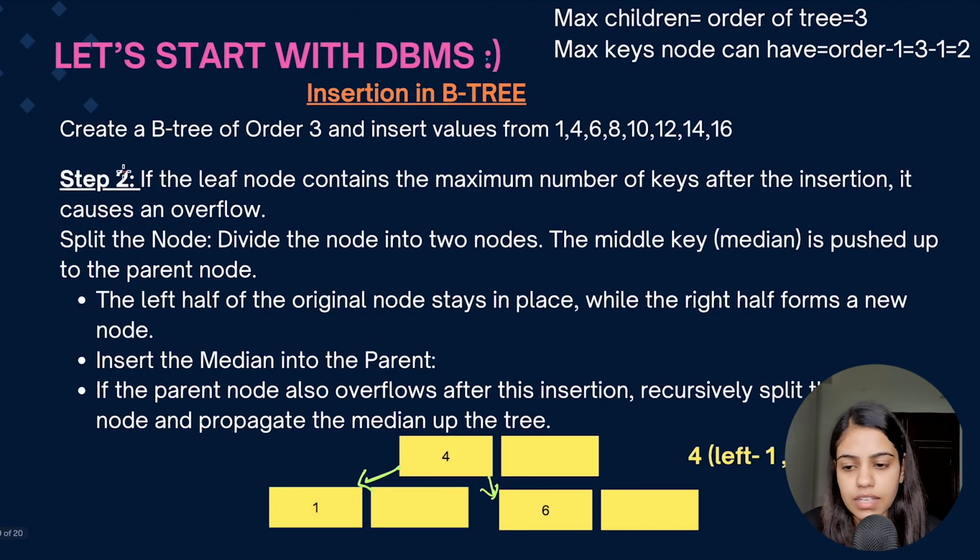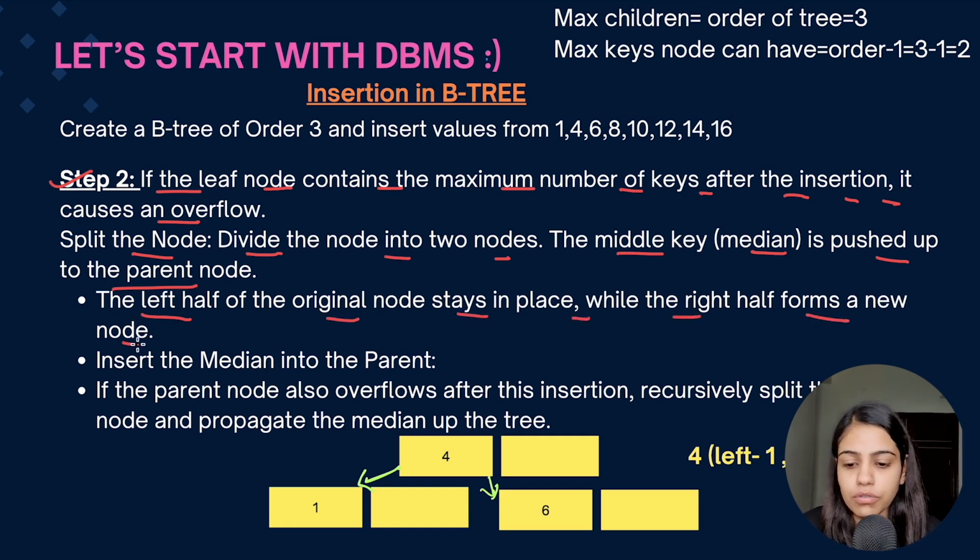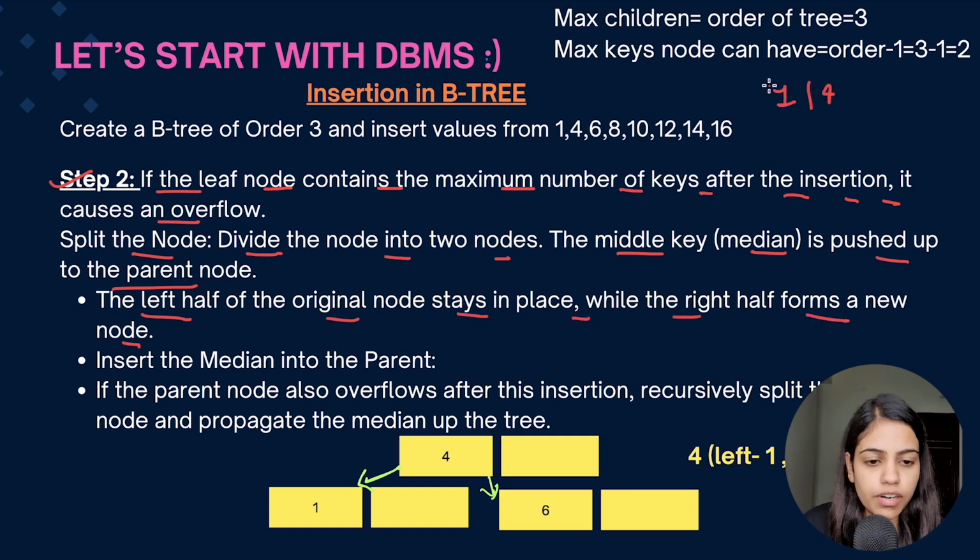In step 2, if the leaf node contains the maximum number of keys after the insertion, it causes an overflow. So split the node, divide it into two nodes. The middle key, that is the median, is pushed up to the parent node. The left half of the original node stays in place while the right half forms a new node. So 1 and 4 are already inserted in my node. Now I have to insert 6.